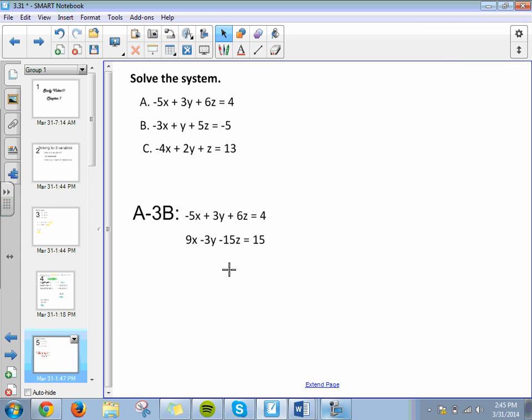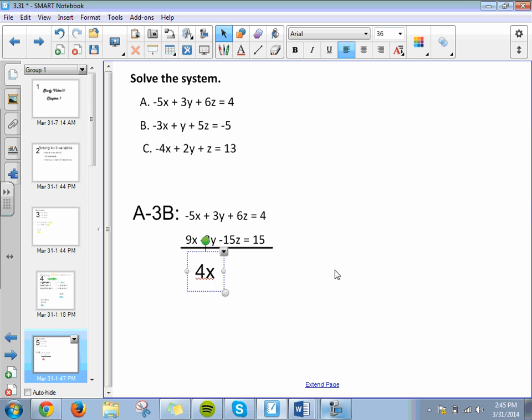So with that, I will add them together. When I do that, I'll be left with 4x. My y's will cancel out. Minus, so 6 minus 15 should be negative 9. Beautiful. Negative 9z will be equal to 4 plus 15, 19.